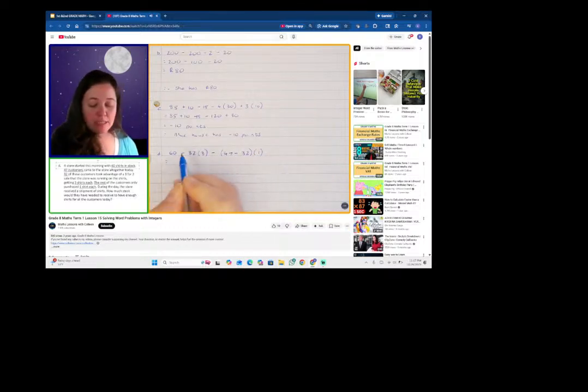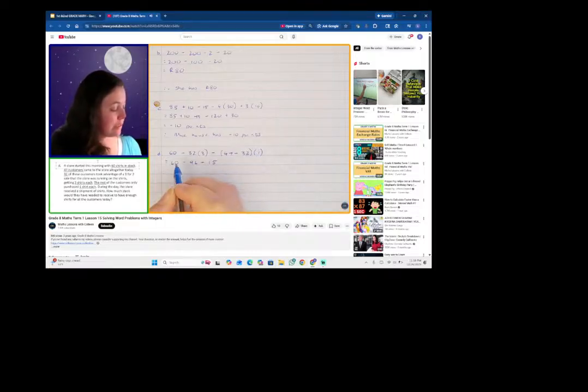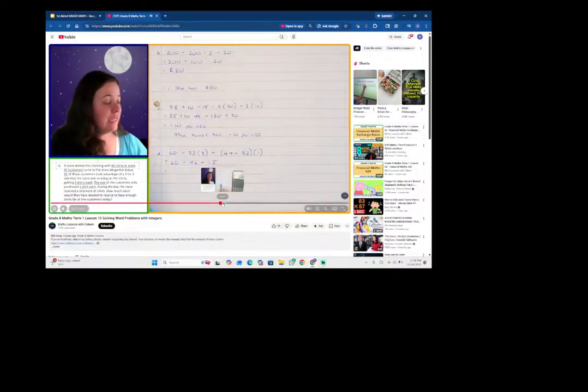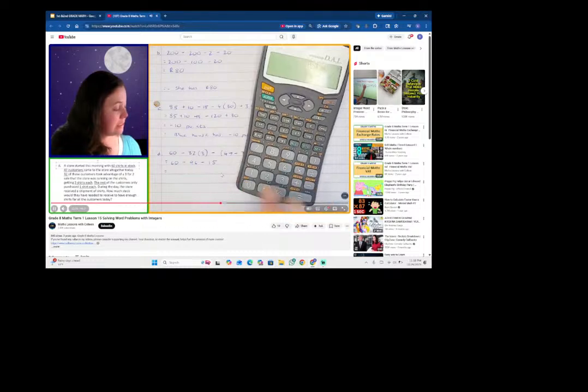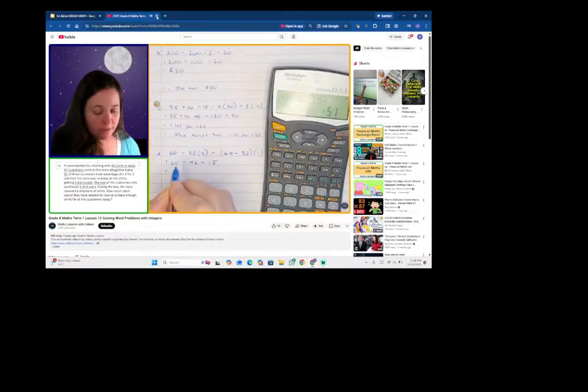And now we're going to go and simplify this. Okay, so now I've got 60 minus 32 times 3 is 96, minus 47 minus 32 is 15. And then just timesing that by 1 is going to stay 1. That's why I didn't worry about doing that there. Okay. So now I've got 60 minus 96 minus 15. That gives me negative 51.